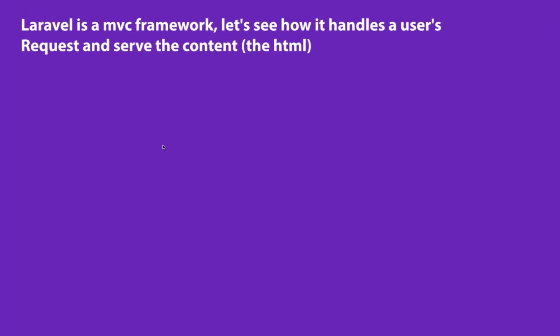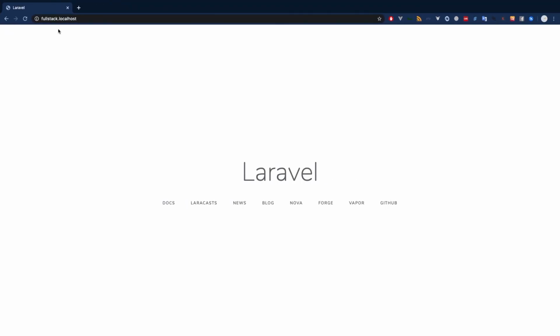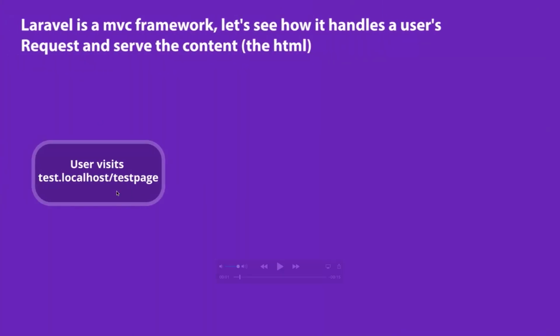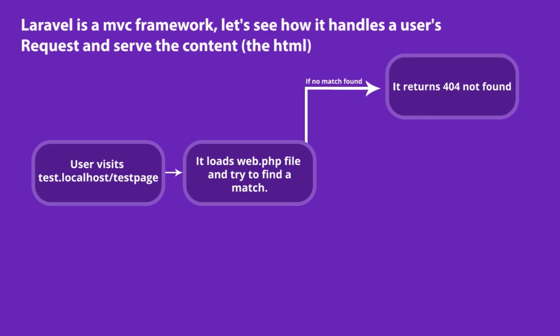Now see, Laravel is an MVC framework. Let's see how it handles a user request and serves the content, I mean the HTML. When a user visits, let's say test.localhost, in our case fullstack.localhost, and then visits any page, what it does is load the web.php file and try to find a match. And if it cannot find any match, then it returns 404.